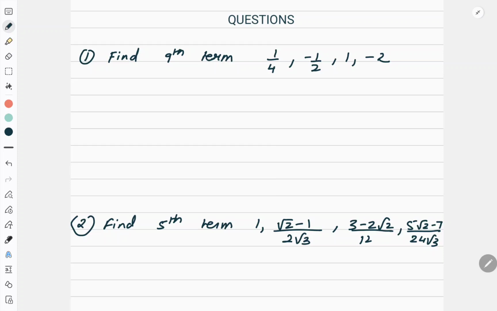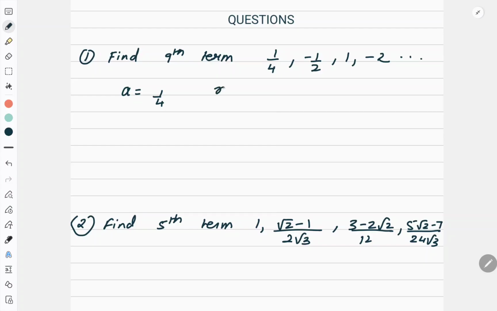My first question says: find the ninth term of this GP. The very first thing you need to be clear about in your mind is that if you are searching for a term of a GP, you should know the first term and the common ratio. What is the first term? Clearly in this question, the first term a is 1 by 4.